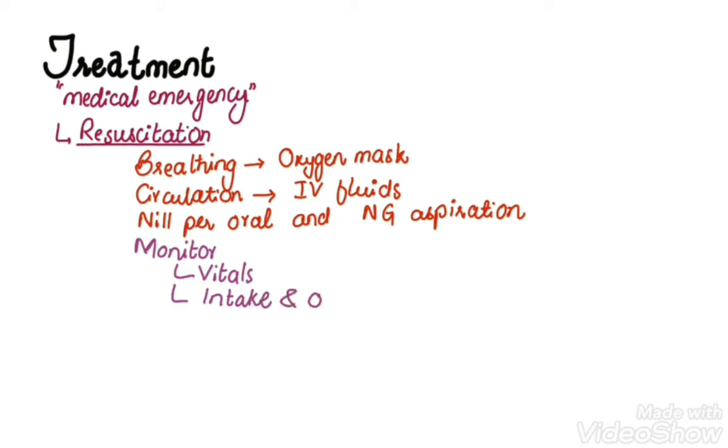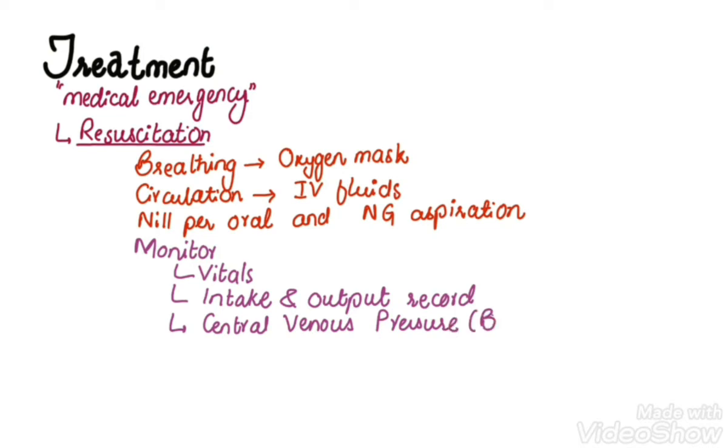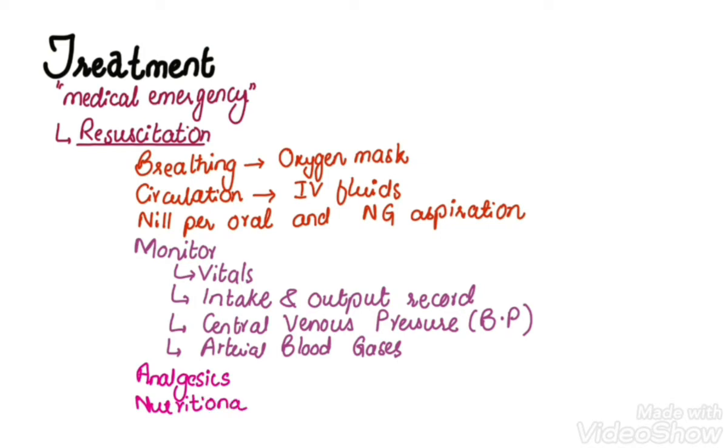We monitor his vitals, including BP, temperature, partial pressure of oxygen, etc. We also maintain his input and output record to prevent fluid overload. Means we balance how much IV fluid we give him to his output record through the urine catheter. We maintain a central venous line to measure his BP, and we also check his arterial blood gases because there is risk of metabolic acidosis.